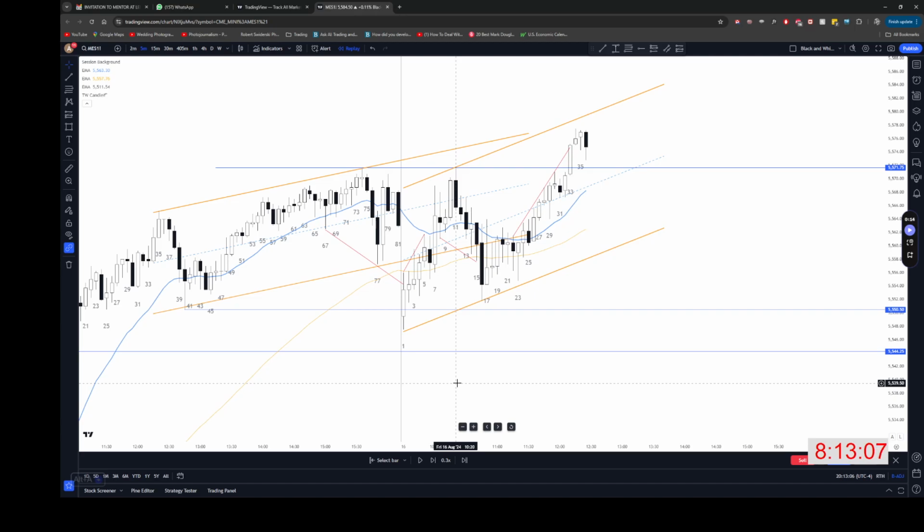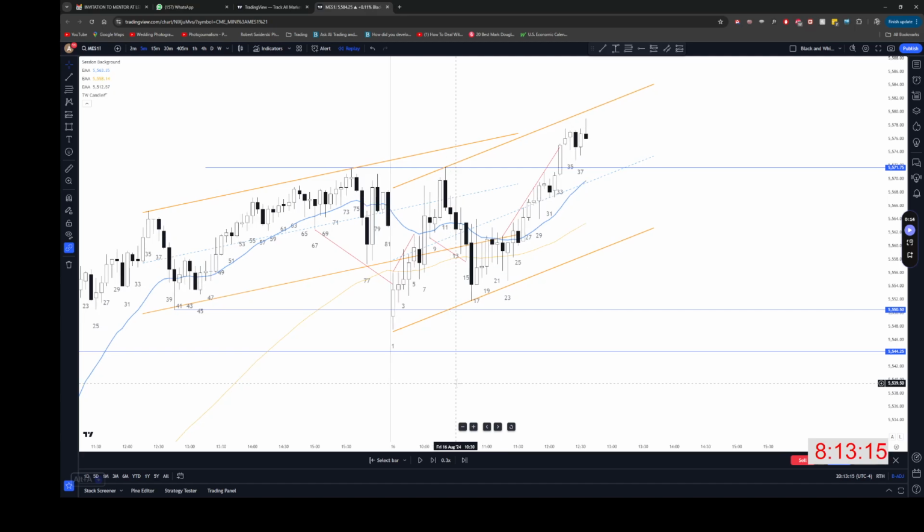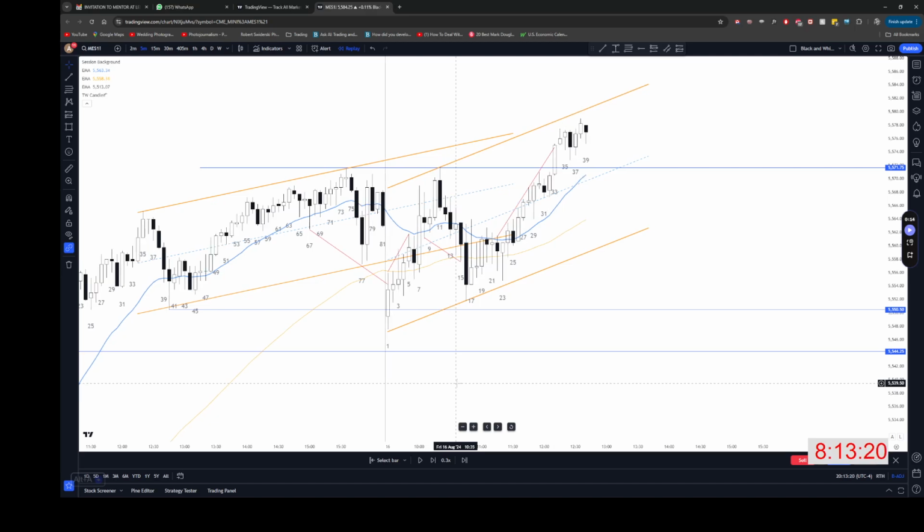impressive bar for the bears. Then you get 37. 37 is a bull bar, so bulls are still buying even at these prices. So that's telling you that a trend is on the way. We now make a new high, and then we start to wedge top.